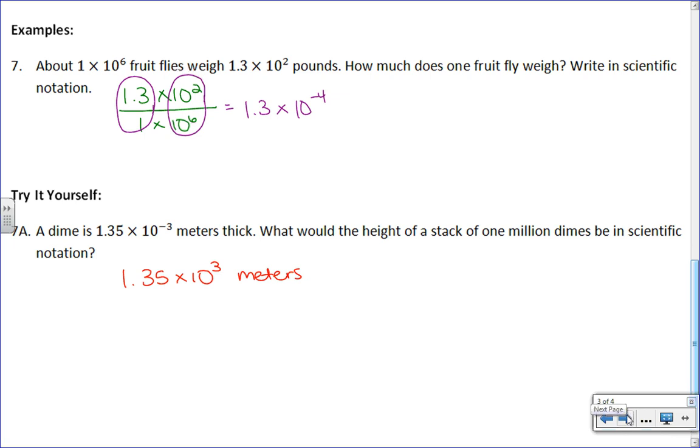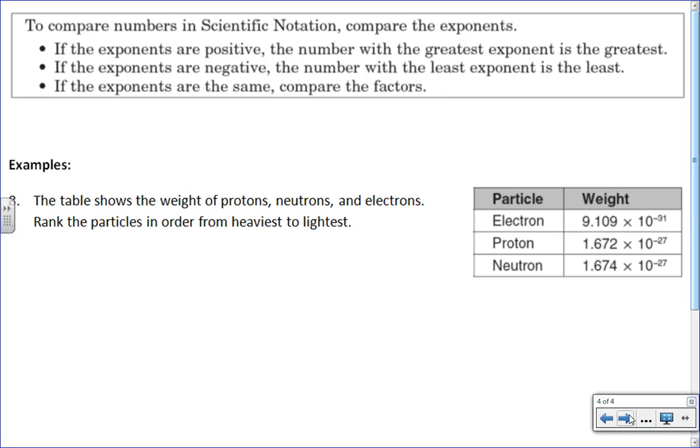Okay, let's look at one last example. And we want to compare numbers in scientific notation. Sometimes we want to know which numbers are bigger, which ones are smaller. We first want to compare the exponents. If the exponents are positive, the number with the greatest exponent is the greatest. Because remember, if the exponents are positive in scientific notation, you're using that for large, large numbers. So the number with the biggest exponent would be the biggest number.